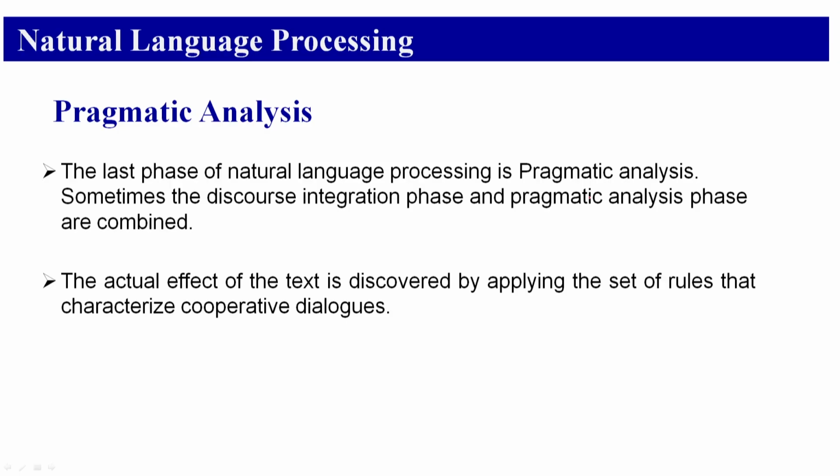And the last thing we do is called pragmatic analysis. This is the last phase. Sometimes this is integrated with discourse integration. Actually, the effect of the text is discovered by this step, by applying a set of rules that will characterize cooperative dialogues. Am I clear? So, it is the effect of the text. Effect means when you read the whole text, that has to be discovered by applying a set of rules, right. It cannot be without any rules, it cannot be open ended, that can characterize whether the dialogues are properly done or not. That is what is done in pragmatic analysis.